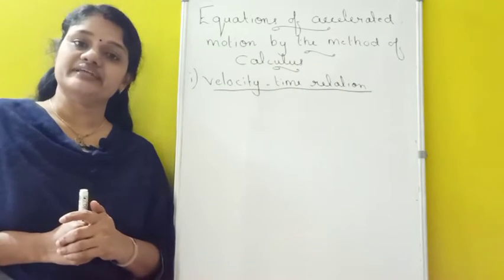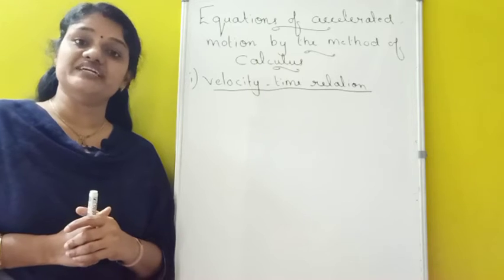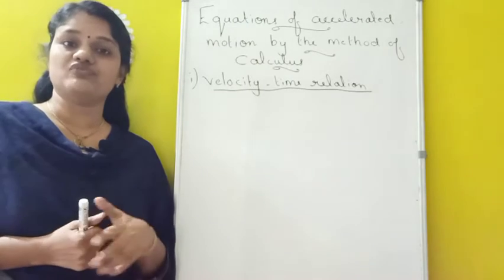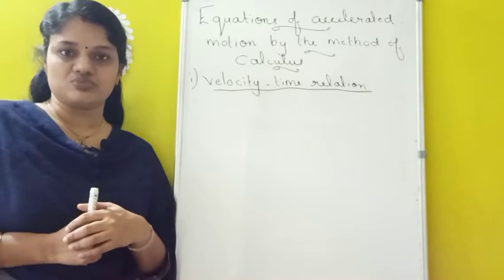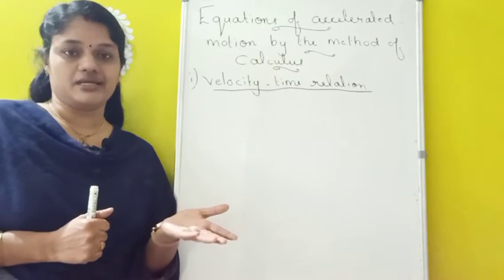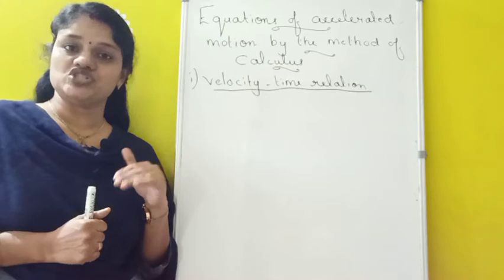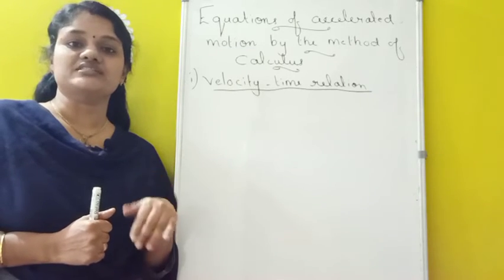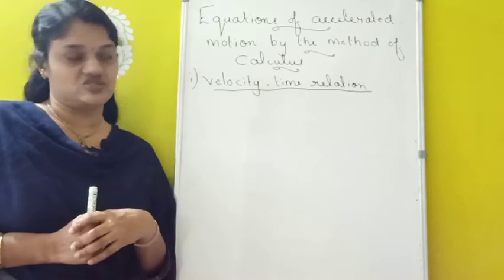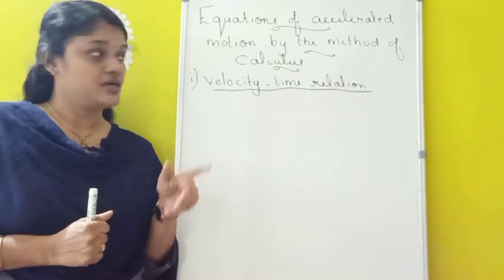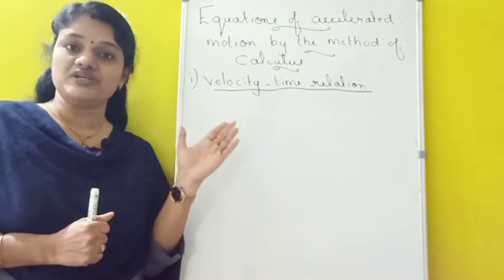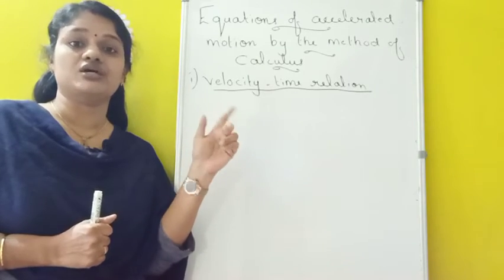Next is equations of accelerated motion by the method of calculus. So already we derived equations of motion using VT graph. From velocity time graph we already derived equations of motion. So mainly we have three equations of motion: velocity time relation, then second one is position time relation, and third one is velocity position relation. So like that three relations are there. Already we derived from velocity time graph. And here we are going to derive all these equations by the method of calculus.